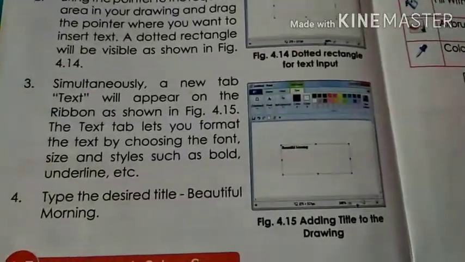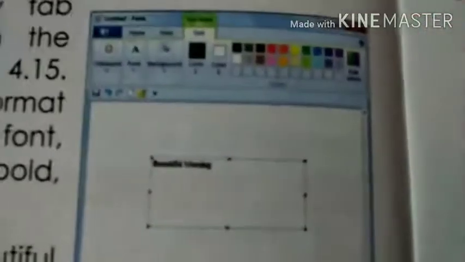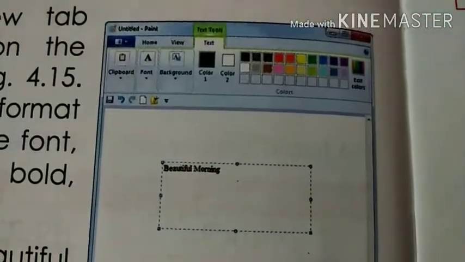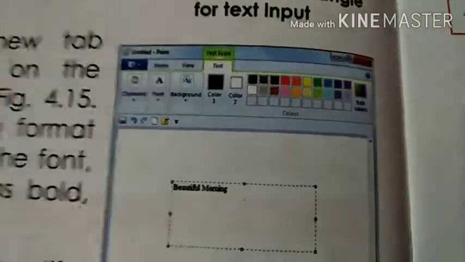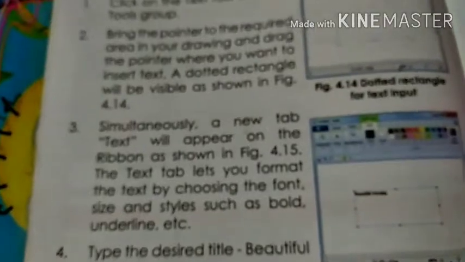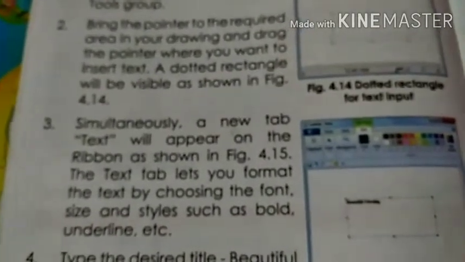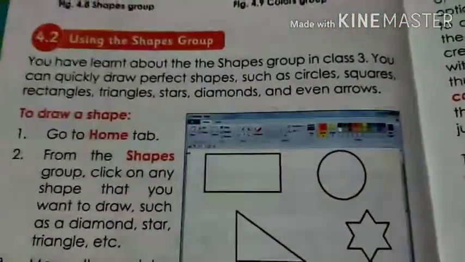Type the desired title, Beautiful Morning. Here they have typed the title, that is Beautiful Morning. Okay, this is how you can use text in MS Paint.